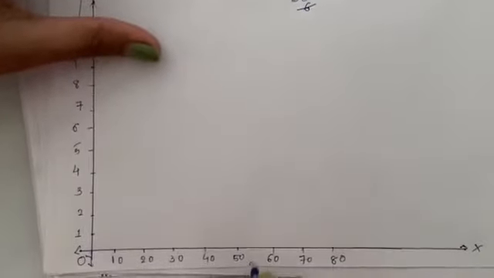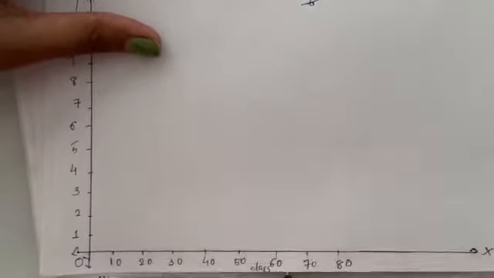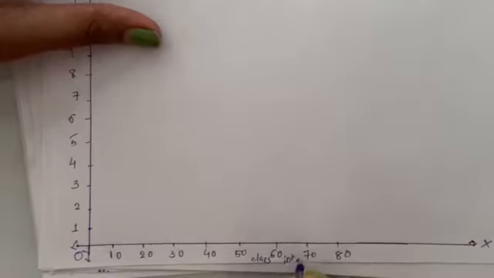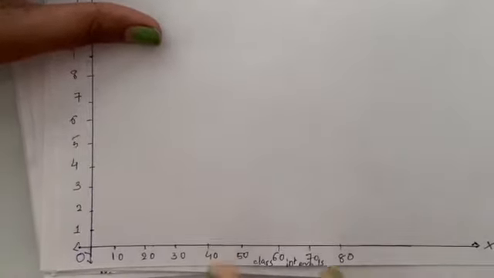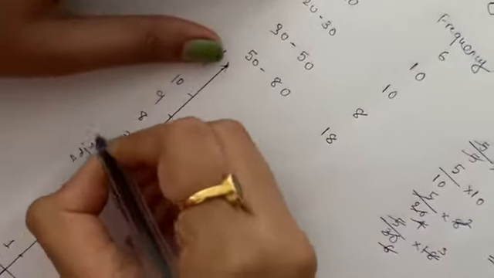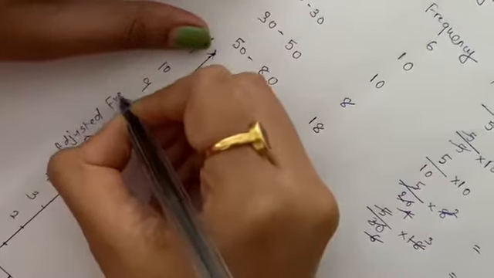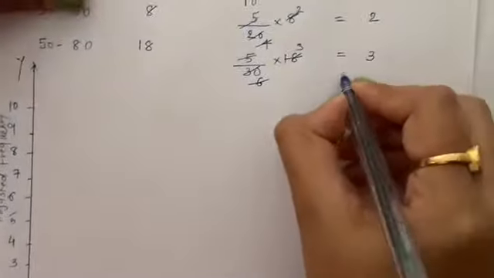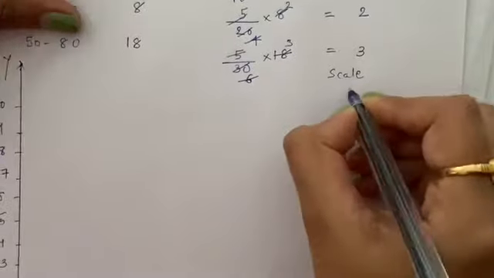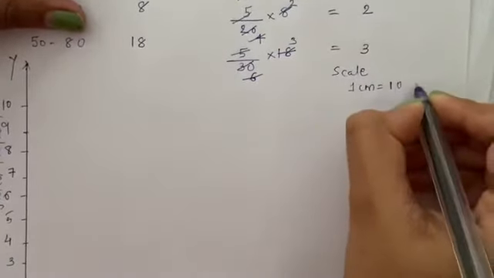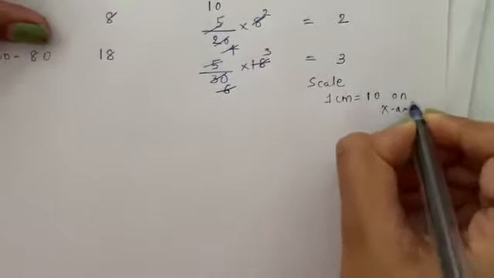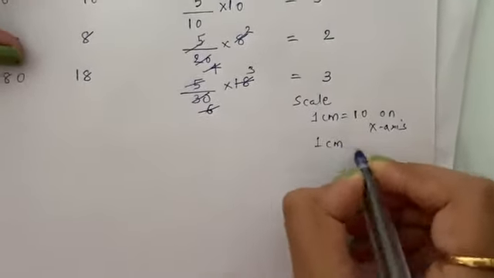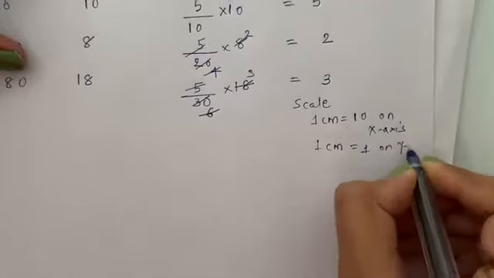So you have to write here class intervals. On the x-axis you have to show class intervals, and over here you have to write adjusted frequency, and you have to write down the scale. So the scale on the graph is: 1 centimeter equals 10 on the x-axis, and over here 1 centimeter equals 1 on the y-axis.